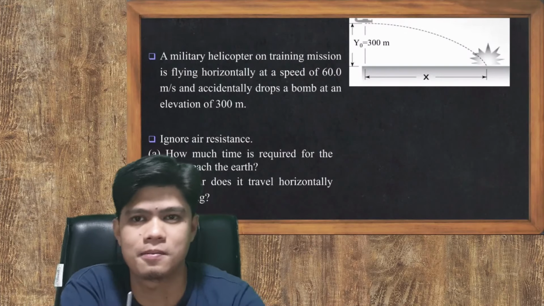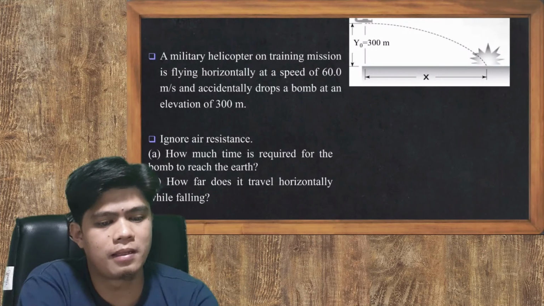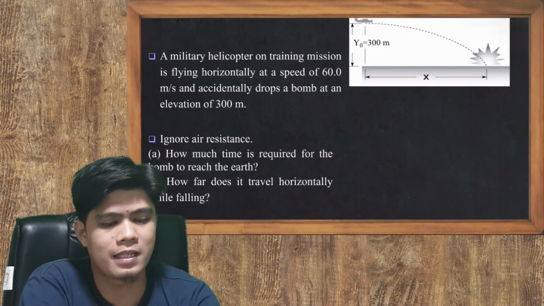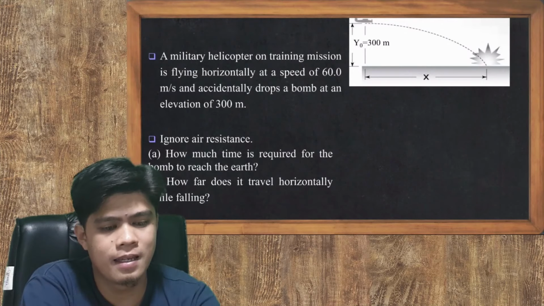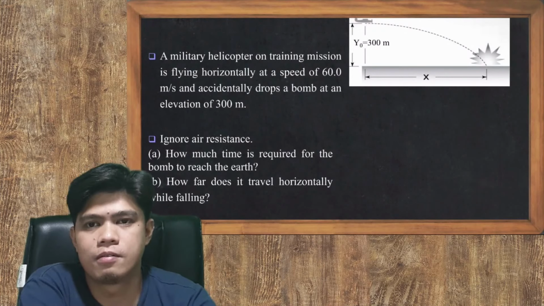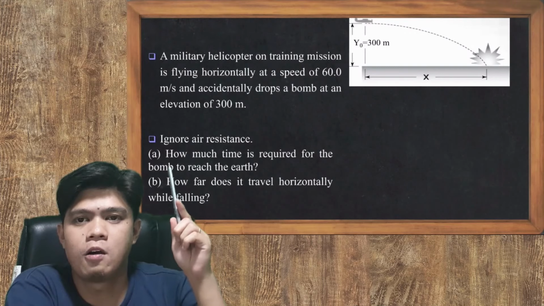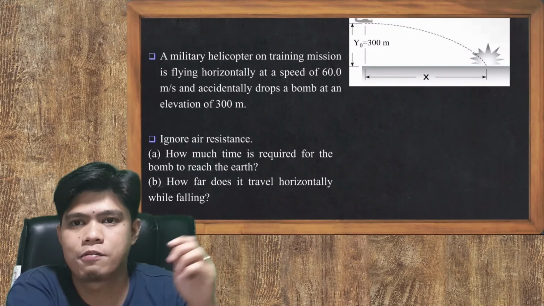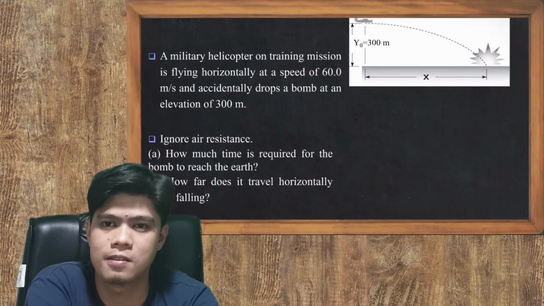Okay, so let's start. Now we have here a problem: a military helicopter on a training mission is flying horizontally at a speed of 60 meters per second and accidentally drops a bomb at an elevation of 300 meters. The first question is, how much time is required for the bomb to reach the earth?